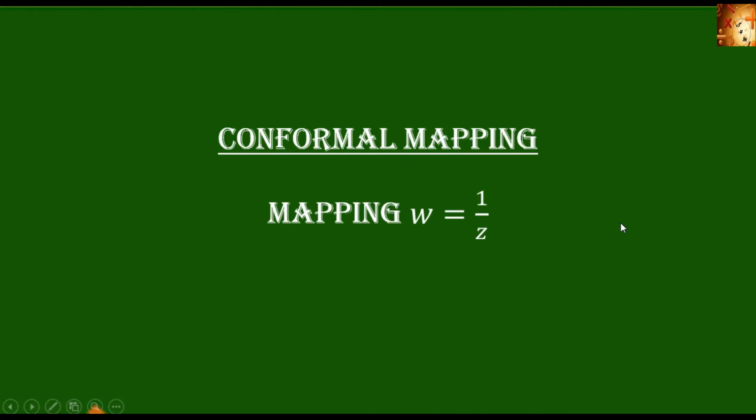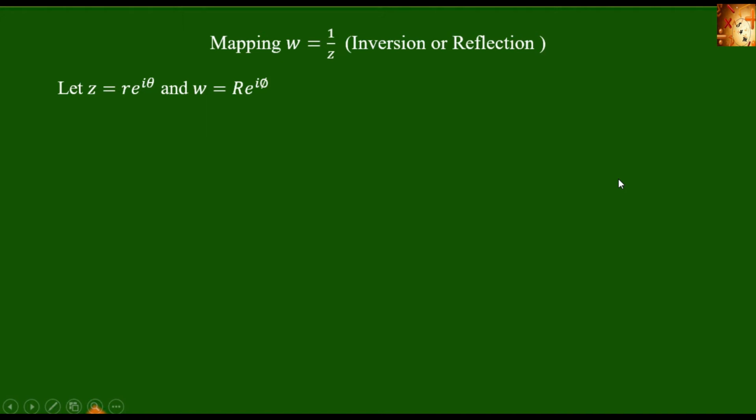We are discussing the mapping W equal to 1 by Z, which means it is an inversion or reflection. Let's see the nature of the mapping. Here we are taking Z equal to small r e raised to i theta and W equal to capital R e raised to i phi. That is, the complex variables Z and W are represented in polar form.